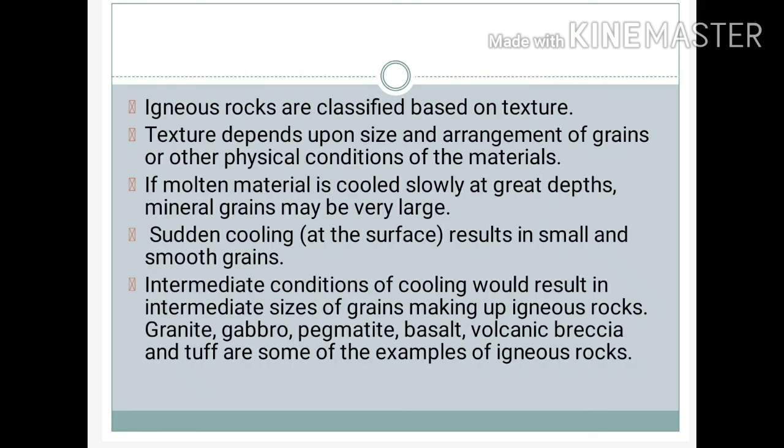If the molten material is cooled at greater depth, then the mineral grains may be very large. And if sudden cooling happens at the surface, it will result in small and smooth grains. We have different examples of igneous rocks which include granite, gabbro, pegmatite, basalt, tuff, etc.